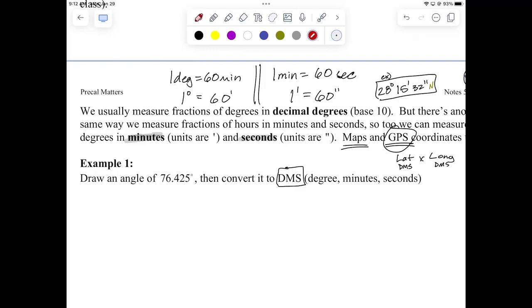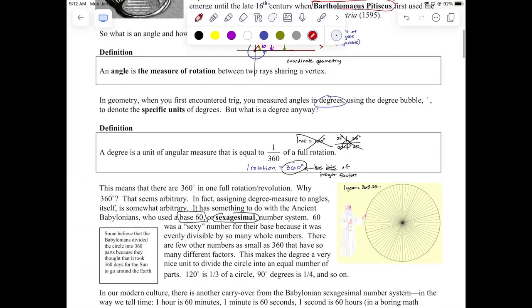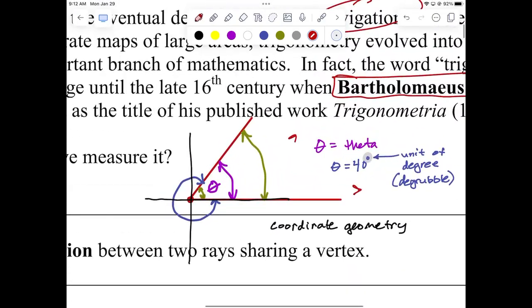All right, so what is an angle and what does it measure? An angle measures rotation. The units that we use are degrees. And there are two ways to do it: decimal degrees, which is pretty conventional, or degrees, minutes, seconds, which I'm going to teach you how to use right now. Oh, by the way, I want to retreat back up here. There's one more thing I wanted to say.